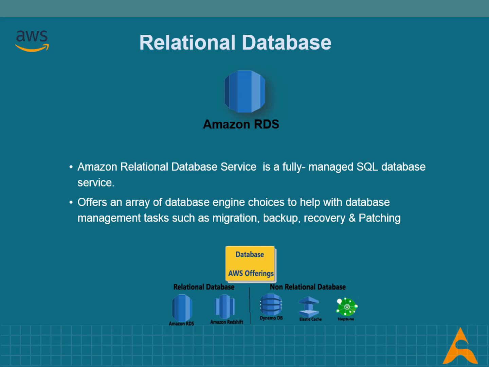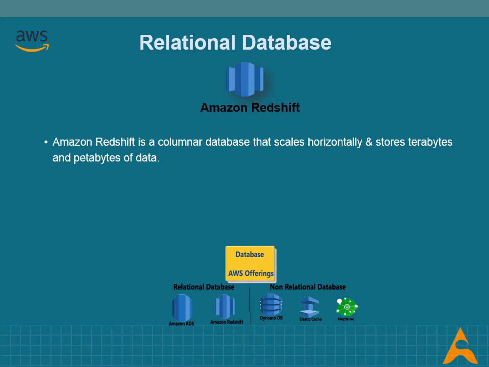Amazon RDS offers an array of database engine choices to help with database management tasks such as migration, backup, recovery, and patching. Whereas Amazon Redshift is a column-based database that scales horizontally and allows you to store terabytes and petabytes of data. Designed for analytic workloads, it can be used with existing business intelligence tools for data analysis.